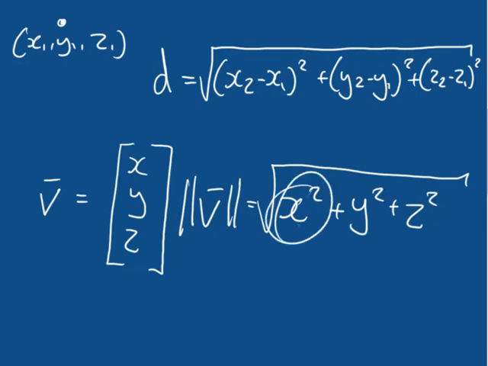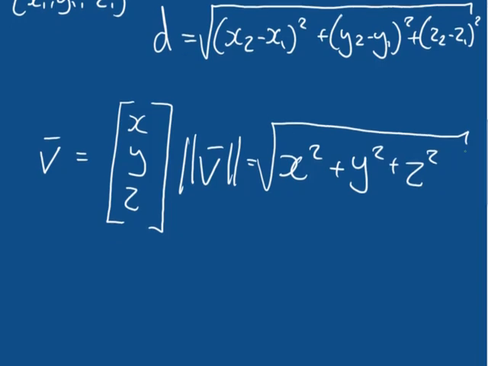So we square our first component, add that to the square of our second component, add that to the square of our third component, and then find the square root of that result. And just like in the 2D case, we're dealing with a length here. We're interested in the length of that vector, and that means we only take the positive square root. We don't worry about the negative square root.